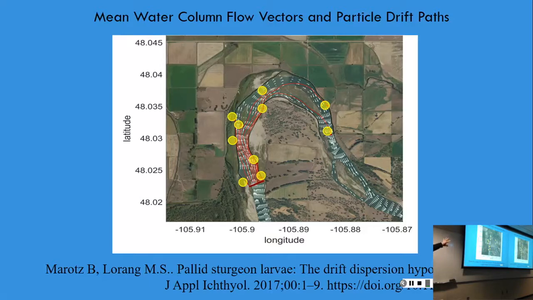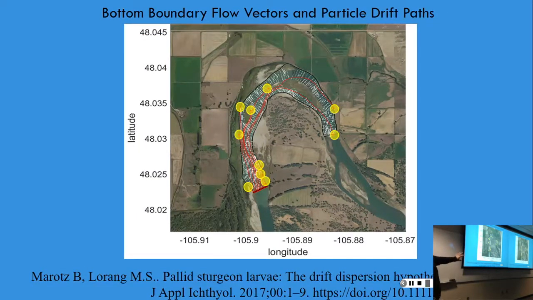But these stall points are just where things stall out on the river. One of them actually makes it to go on. So that's just a complete flow path through that section. And this is the bottom boundary layer.